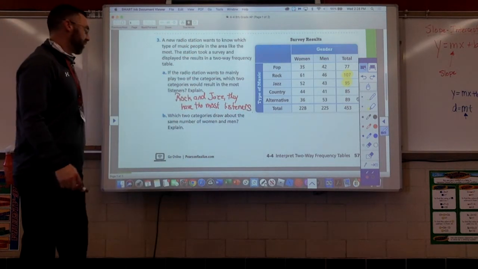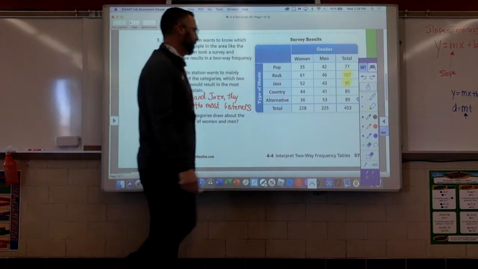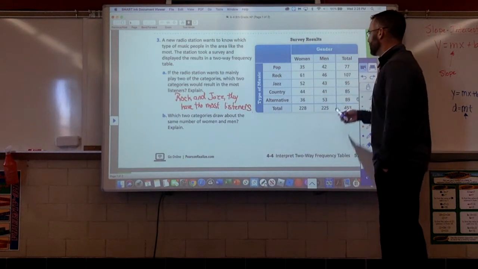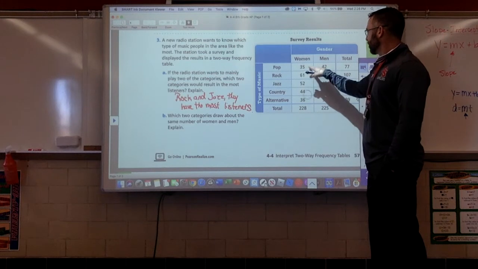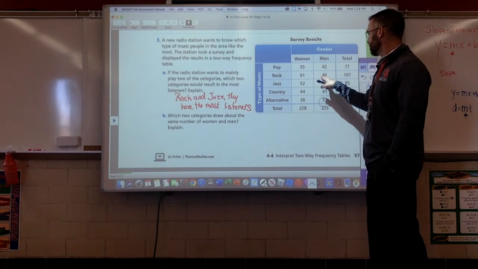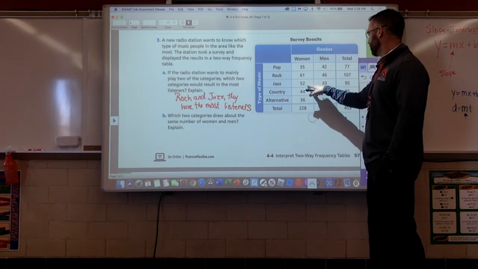Which two categories draw about the same number of men and women? About the same number of men and women. Well, are these about the same? 35 and 42? 61 and 46? 52 and 43?